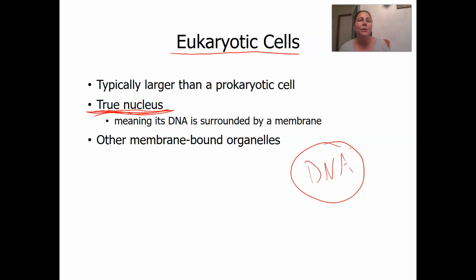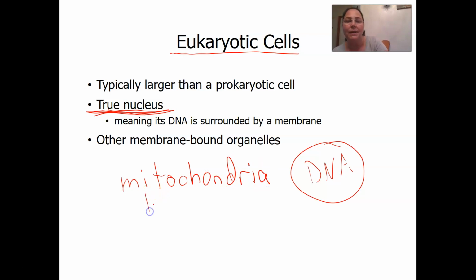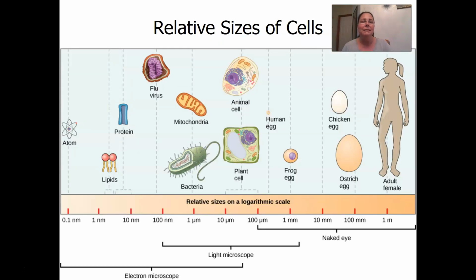There are other membrane-bound organelles, which we will discuss, like mitochondria, the Golgi complex, and lysosomes. All of these are organelles composed of a phospholipid bilayer membrane on the outside, similar to the plasma membrane. This slide shows some relative sizes so that you can get in your mind how big some of these structures are that we're learning about. So let's first talk about prokaryotic cells in comparison to eukaryotic.